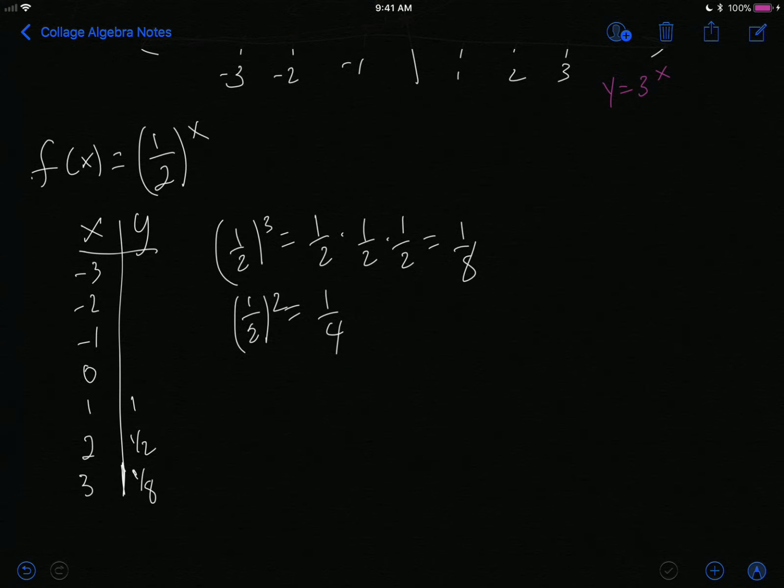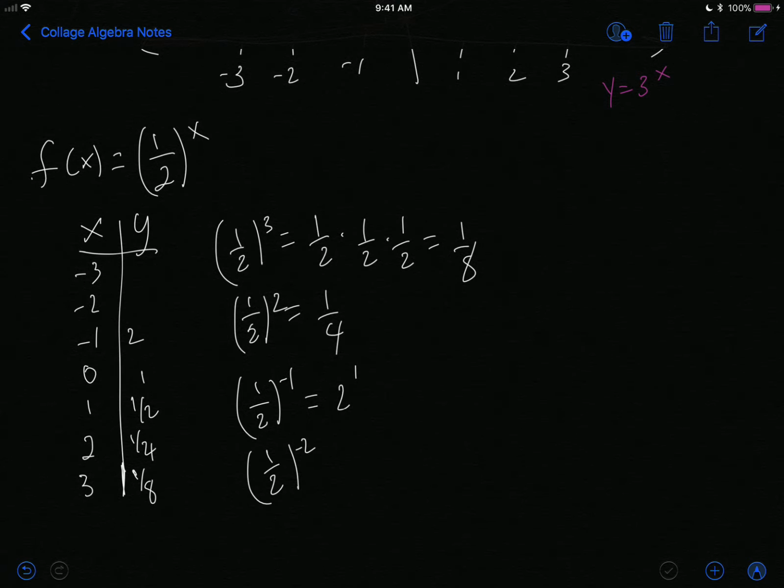And 1/2 to the 1 is 1/2. 1/2 to the 0 is 1. 1/2 to the -1. Again, the negative power does not mean multiplication. It means take a reciprocal. Well, what's the reciprocal of 1/2? It's 2. And so this is going to be 2.